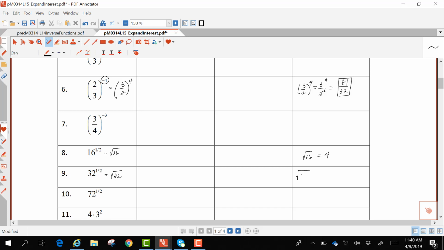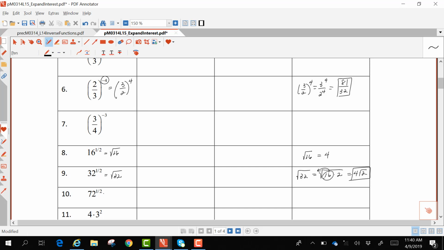Now we can simplify the square root of 32 because remember 32 is simply 16 times 2. And 16 is a perfect square. The square root of 16 would be 4, so this will come out as a 4, leaving the 2 behind, still under the radical.